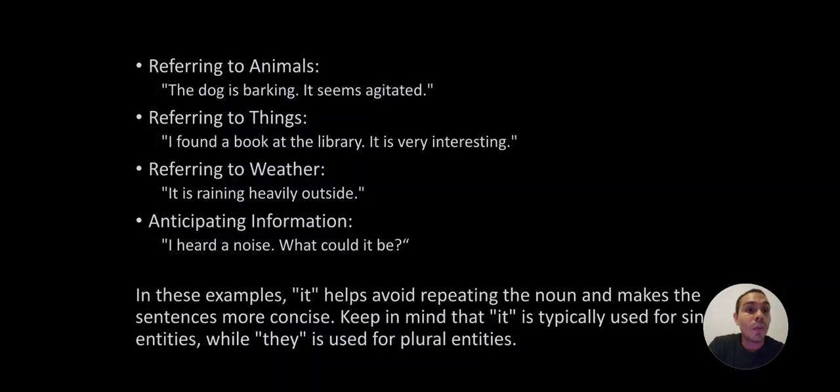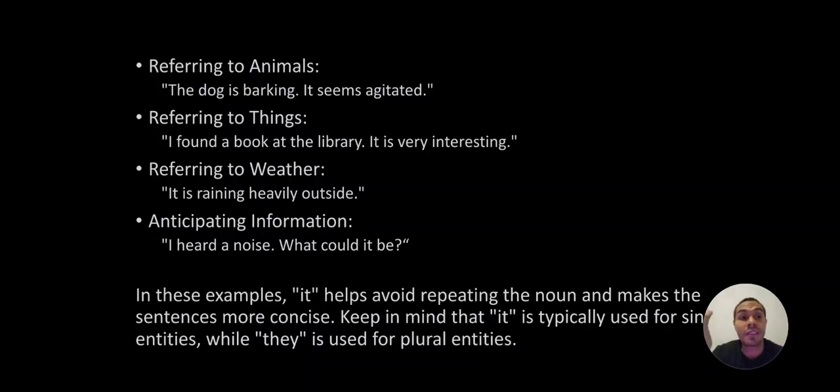So, we don't want to say el perro está ladrando, el perro parece agitado. Simplemente diríamos algo como el perro está ladrando, parece agitado. ¿Ya vieron cuál es el uso? ¿Dónde está la lógica detrás de esto? Simplemente evitar la redundancia, que suene extraño, ¿verdad? Que suene incómodo, right? So when we refer to things, the same thing applies, right?